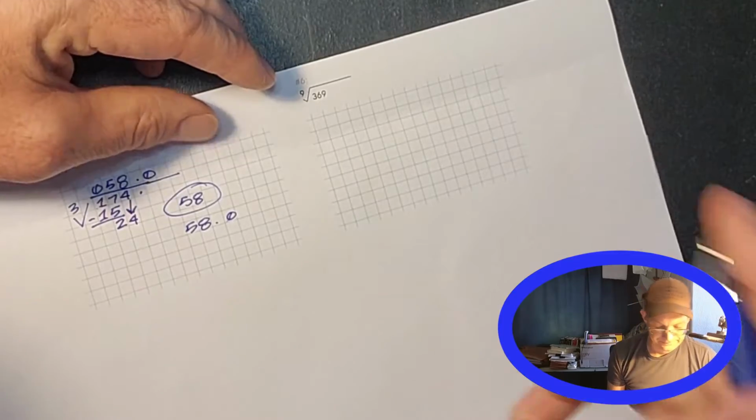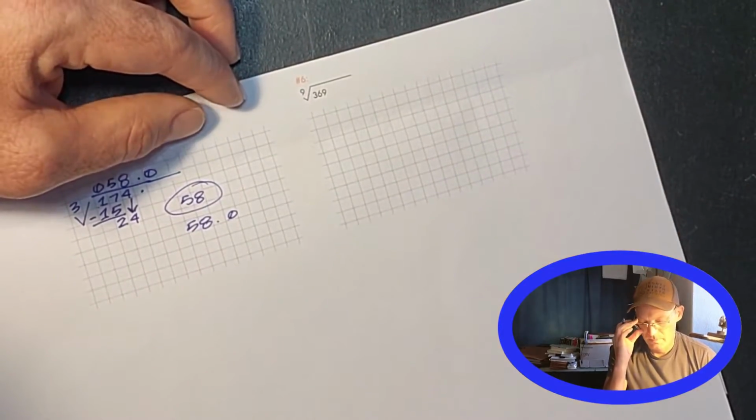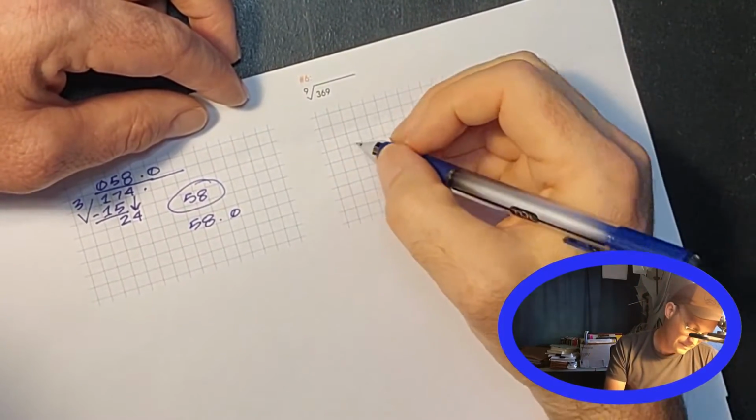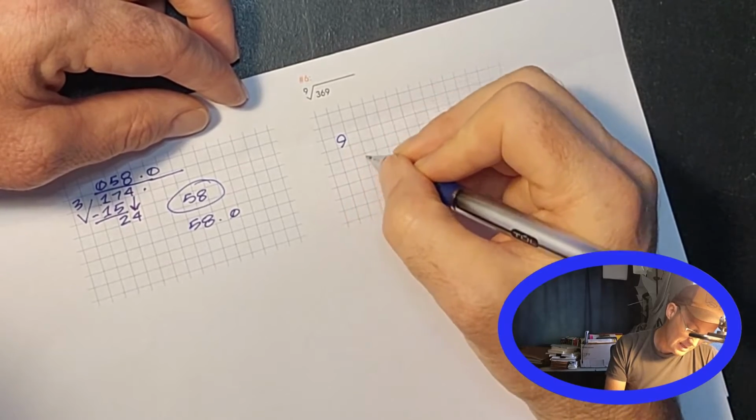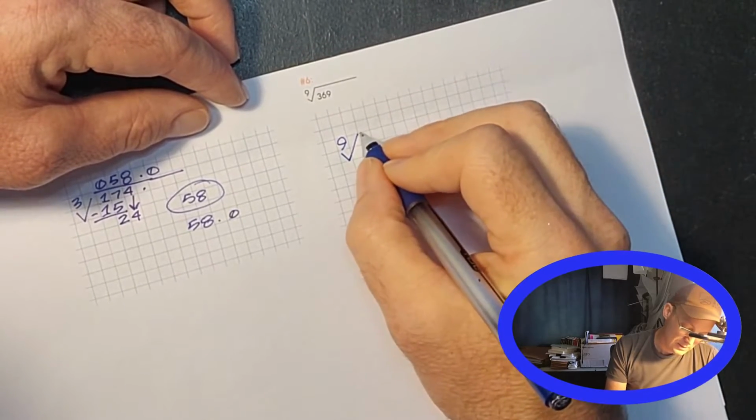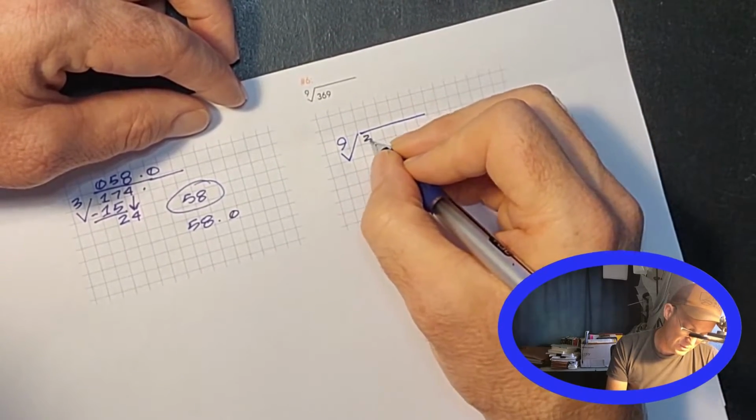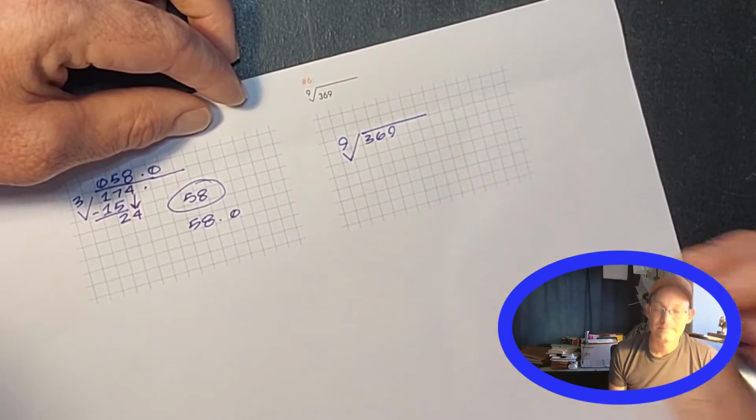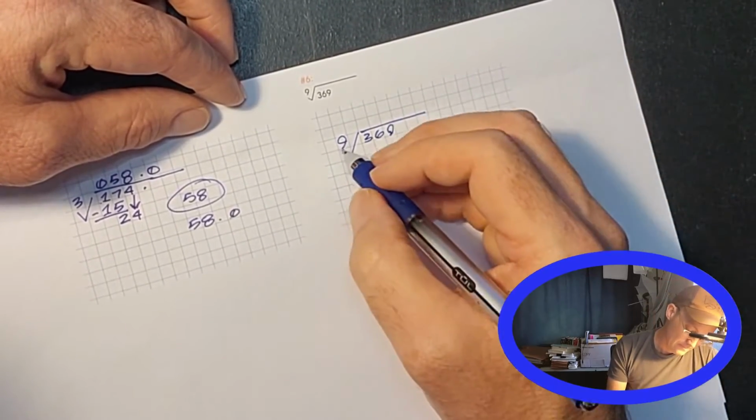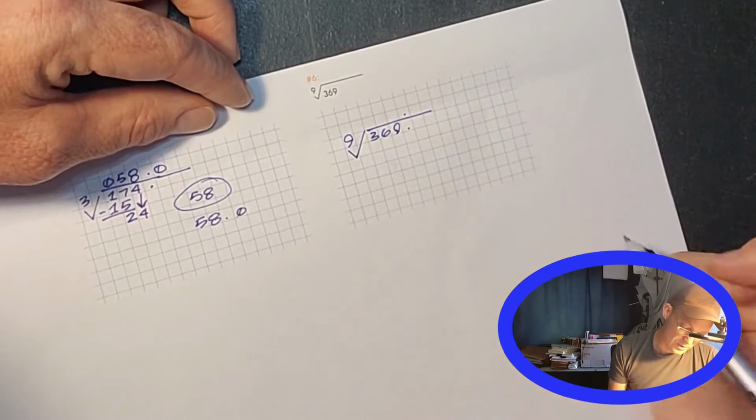Okay, one more. Number 6. These are going quick if you got a grid. 9 going into 369. Okay, we're going to put our decimal up so we don't forget.